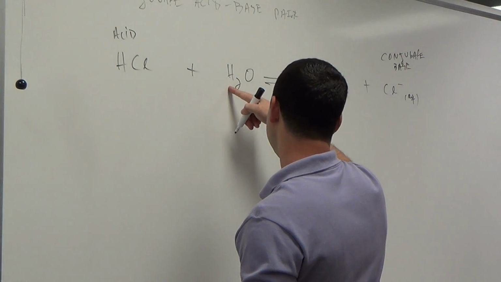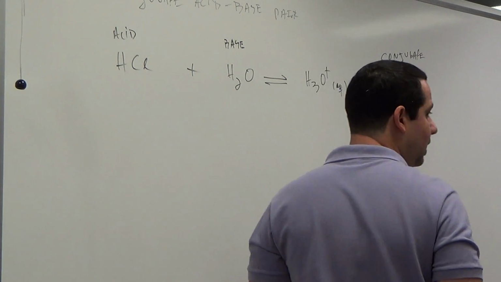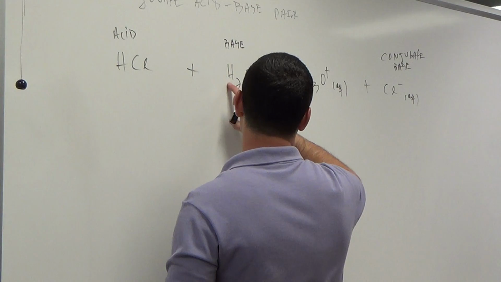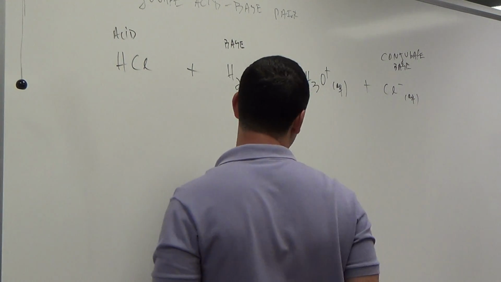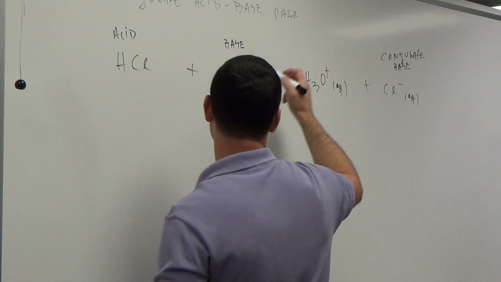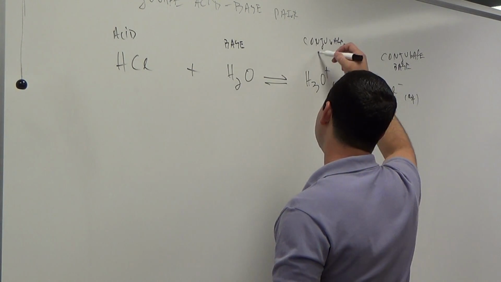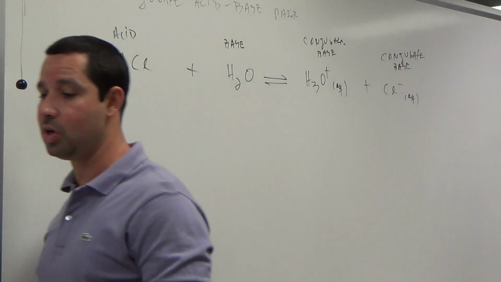So here is the base. How do you know this is the base? Because it gained a proton. You see here it had 2 hydrogens and here it has 3 with a positive charge. It gained H+. So this is the base, and this is the conjugate what? Conjugate acid, because it's positively charged and because it came from the base. Even if it's negatively charged, it might be the acid.